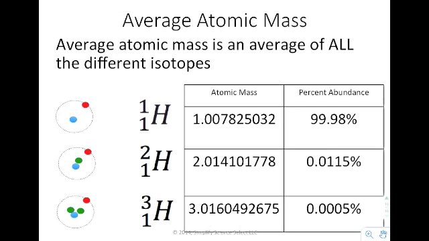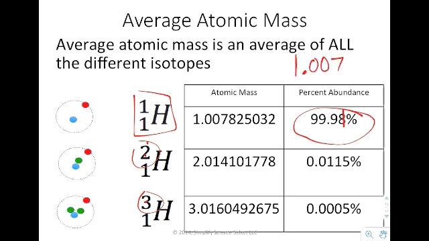The average atomic mass doesn't just depend on the fact that there's a 1, a 2, and a 3. It depends on how many of them there are. For example, 99.98% of all hydrogen atoms are regular hydrogen. Only 0.0115% are deuterium, and 0.0005% is tritium. So when you look at the average mass, you have to take into account what percentage there is of each isotope. So when you find the average atomic mass of hydrogen, it's about 1.00794, which means it's way, way closer to regular hydrogen than it is to deuterium or tritium.